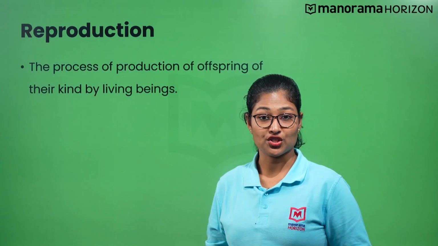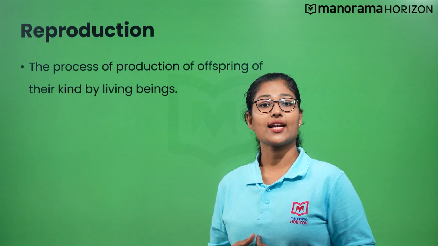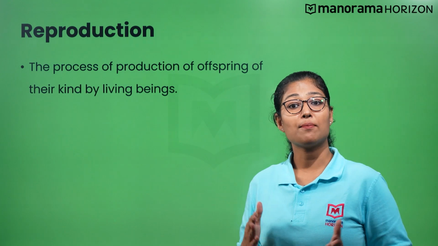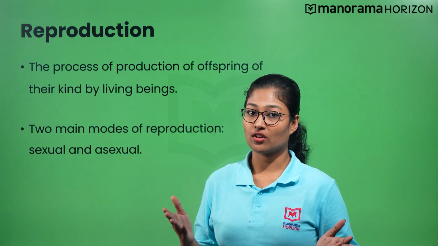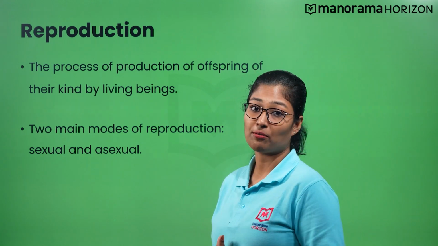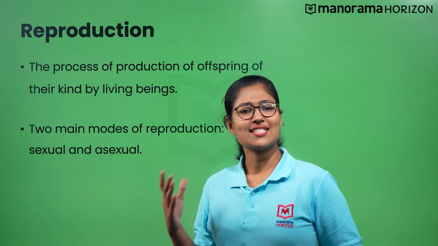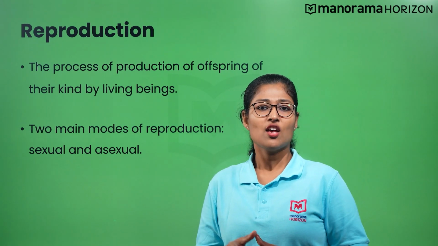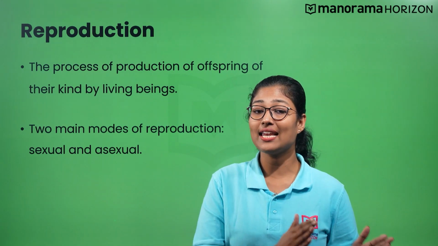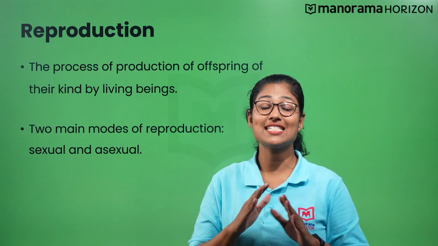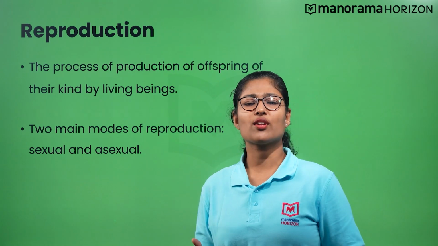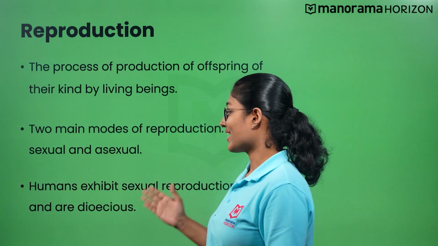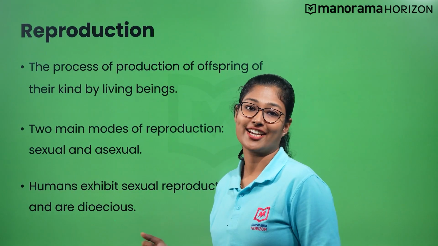The process of production of offspring of their kind by living beings is called reproduction. You have already read about two main modes of reproduction called sexual and asexual reproduction. Recall that sexual reproduction is exhibited by humans or the complex organisms. So both sexes have male and female reproductive structures in separate individuals. Can you recall the term which goes well with this? Yes, it represents dioecy. So humans are dioecious.